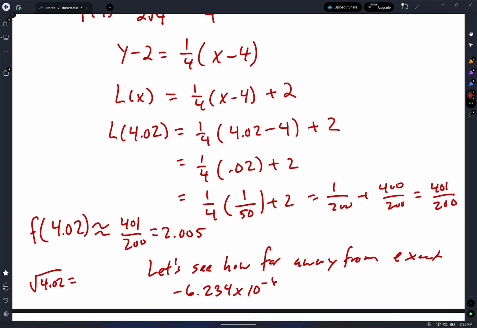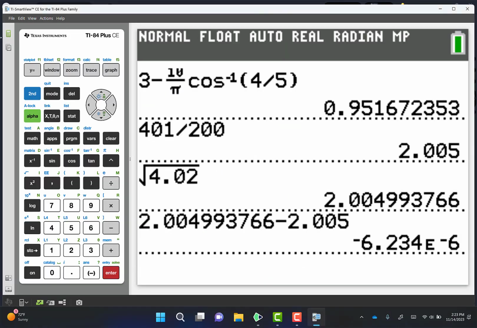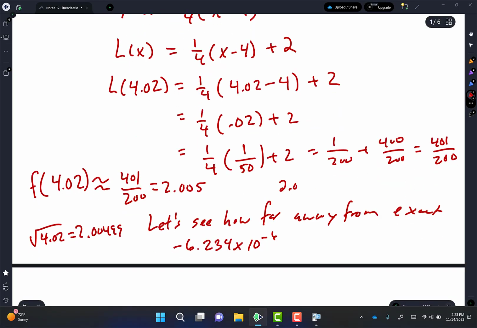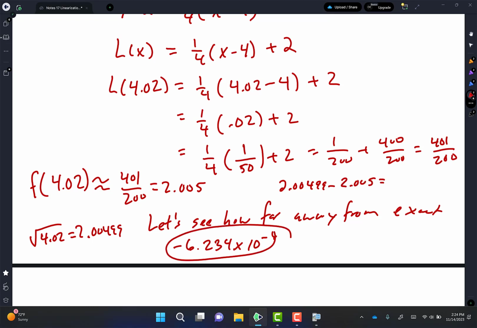And this was 2.00499. The difference between 2.00499 and 2.005 was this number, which means that's how far away they were.